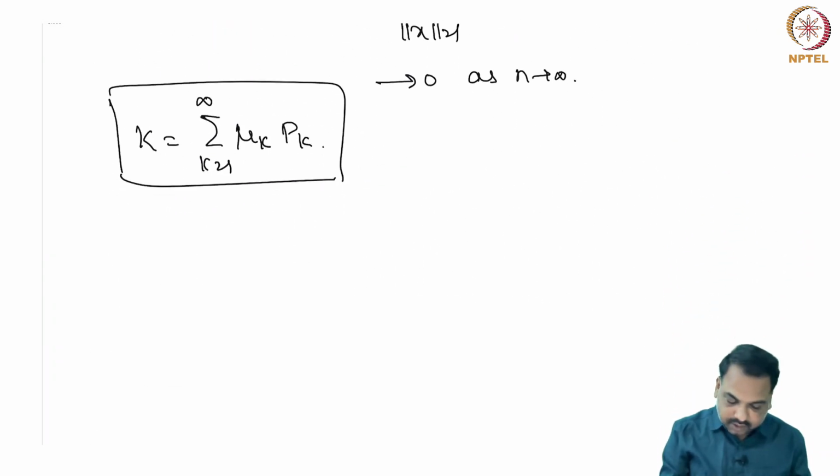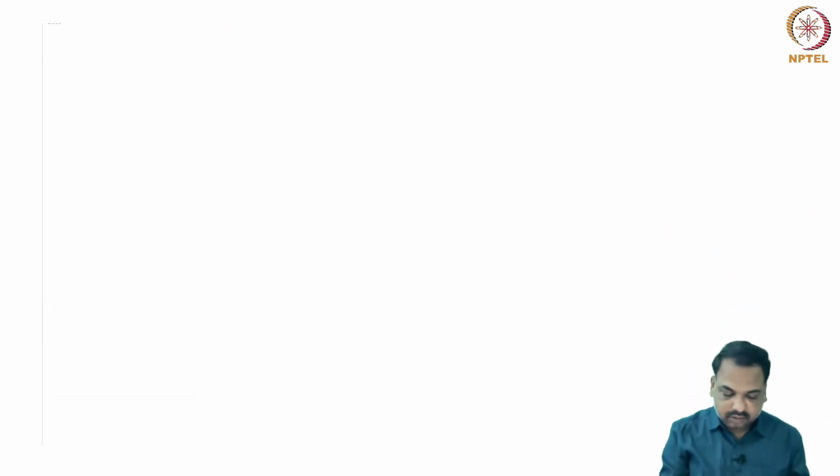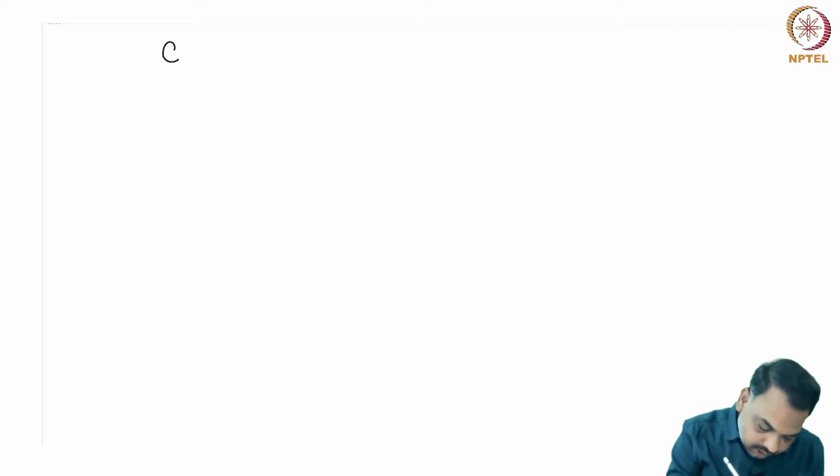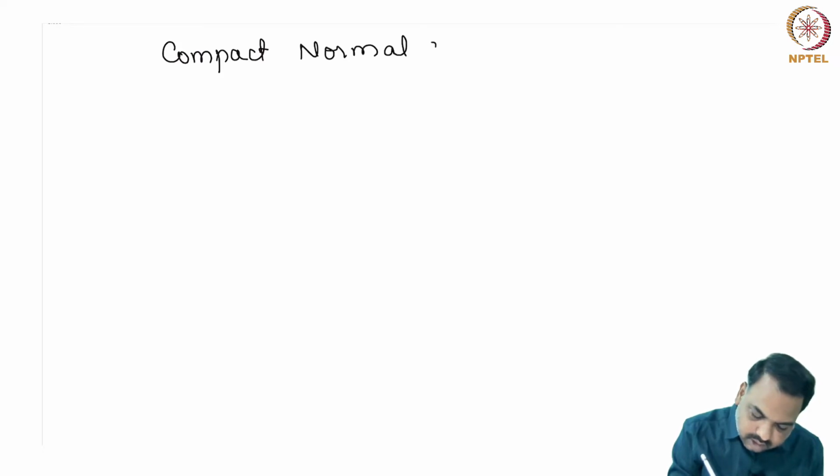Now we can ask the question, what will happen if we replace self-adjoint operator by a normal operator? So, compact normal operators.